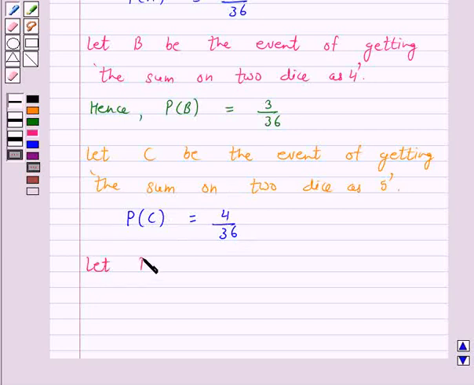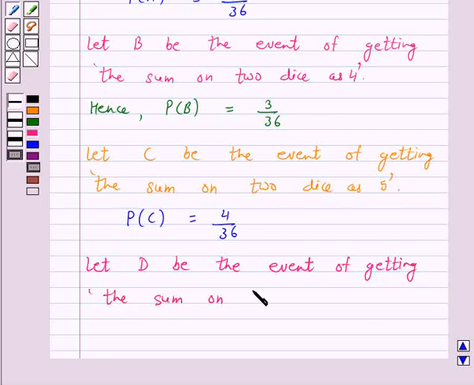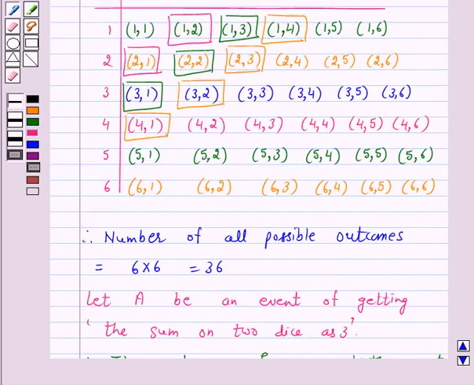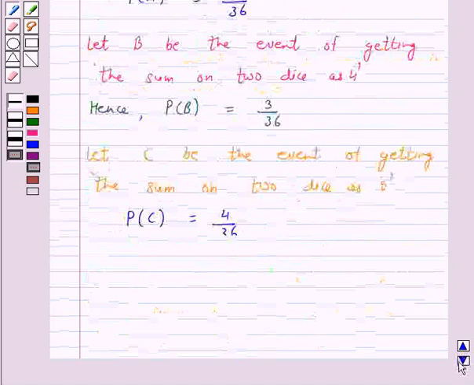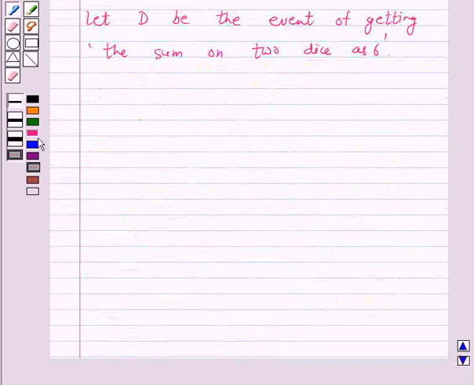Let D be the event of getting the sum on two dice as 6, so the outcomes favorable to the event D are 1, 5, 2, 4, 3, 3, 4, 2, 5, 1. That is, the number of outcomes favorable to the event D are 1, 2, 3, 4, 5. Hence, the probability of the event D is equal to 5 upon 36.